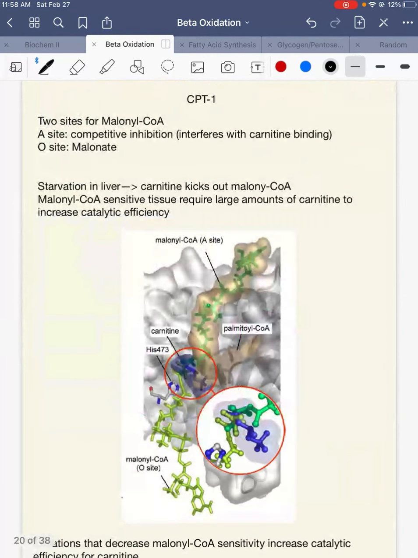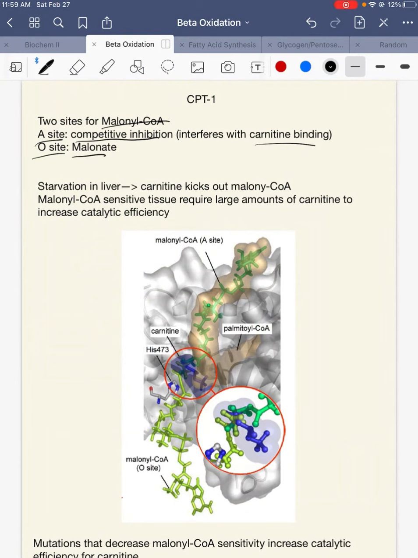Okay, so this is CPT1. It actually has two different sites. So it has the A site and O site, and they both can bind malonyl-CoA. So the A site, so this is competitive inhibition, and this interferes with carnitine binding. Competitive inhibition just binds in the active site of one of the substrates. So carnitine won't be able to bind, and it also has the O site for malonyl-CoA to bind.